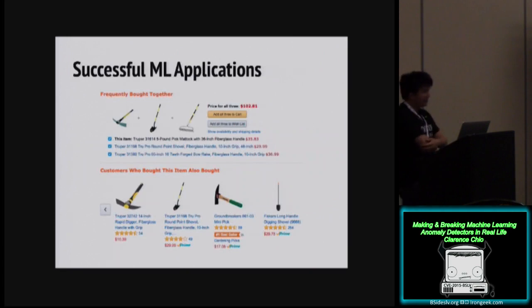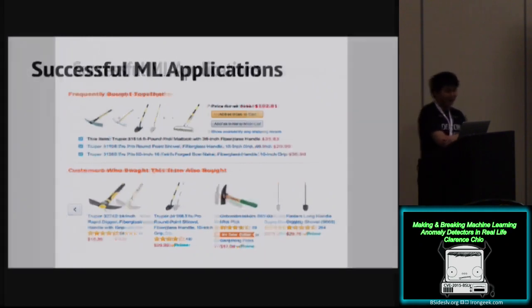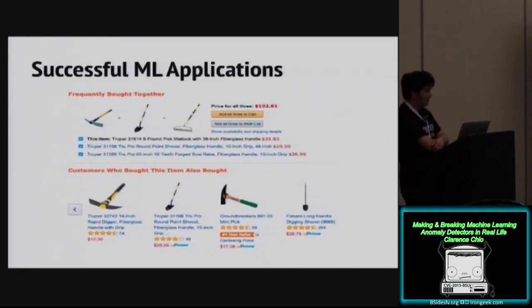So successful machine learning applications. Let's look at some of these and see how they differ from what we're talking about today. Amazon uses machine learning for recommendation engines. Some other things that use recommendation engines pretty well are Netflix, YouTube. They recommend you things that they think you'd like by building a profile of you and matching you with other people that match a similar profile and what other people have liked.